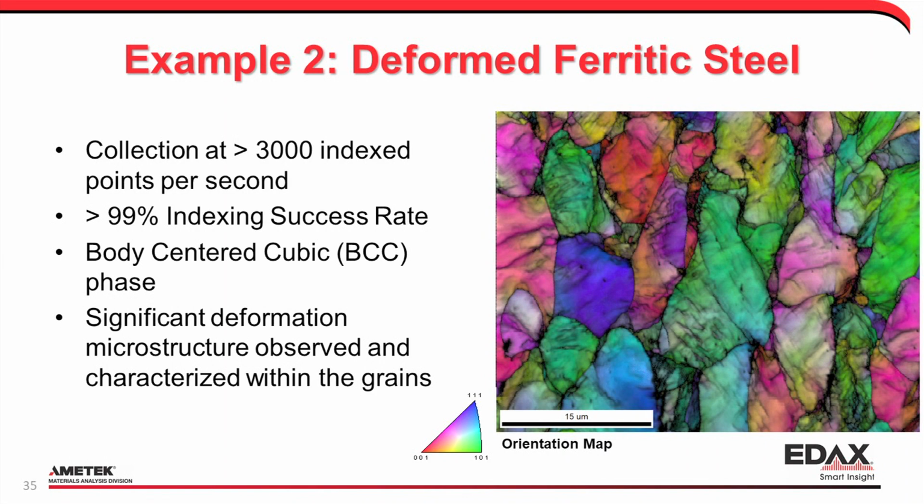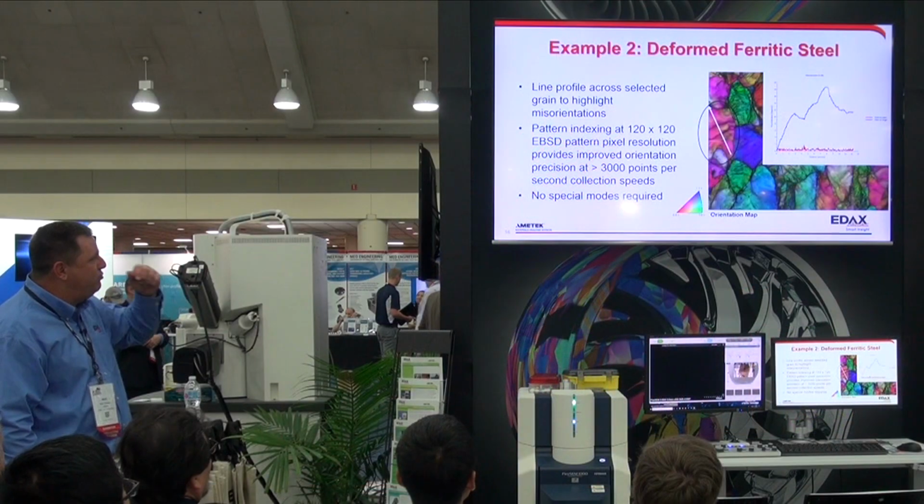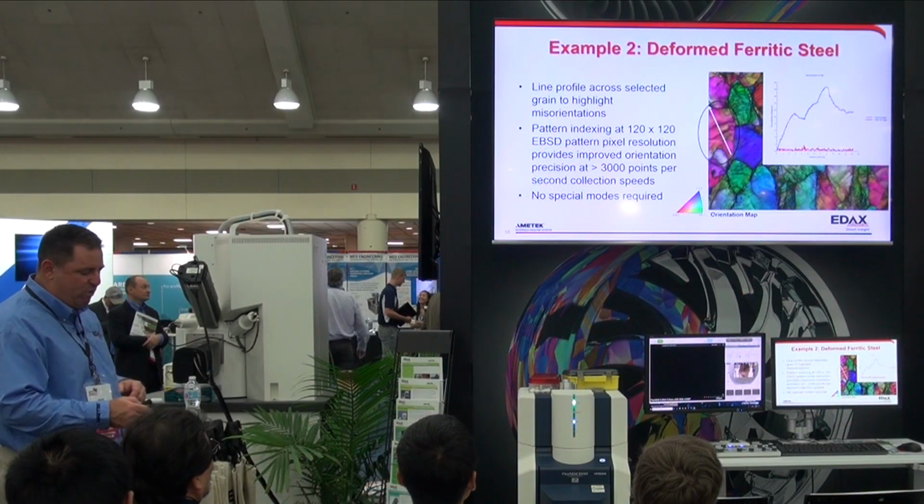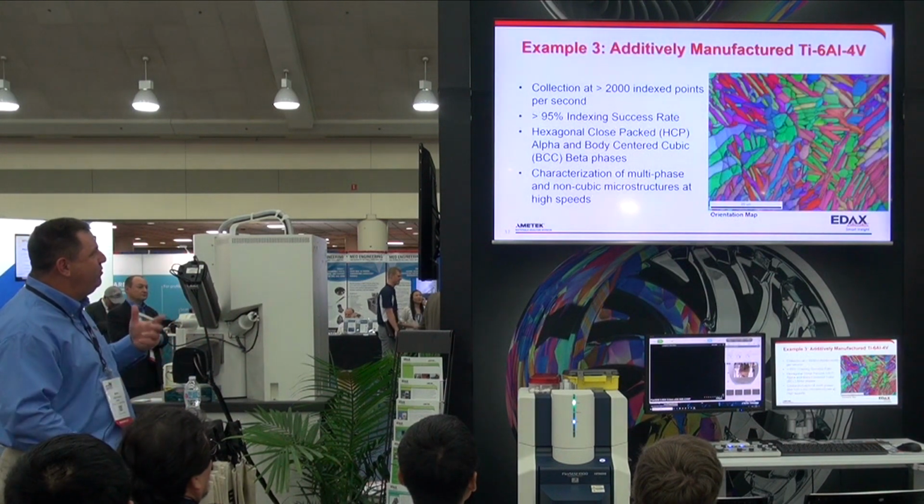And again, we can get 99% success rates at 3,000 or above. And again, going through a line scan, this one I picked a grain that had 2 different bumps in it. You can see our red line again is pretty well flat, but our blue shows the shape of how that grain has been bent through, in this case, a drawing process with no special modes required. So those are 2 different cubic structures.